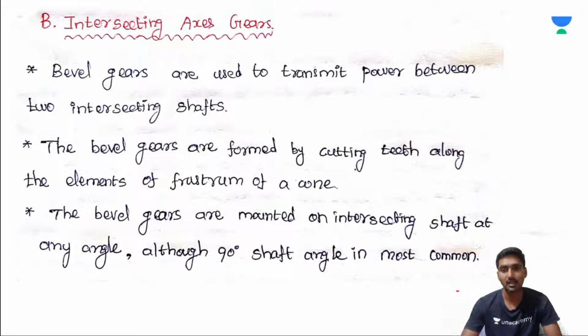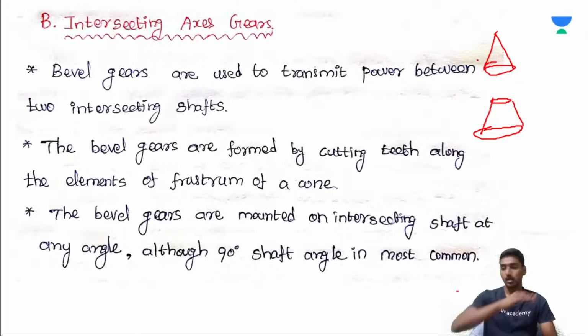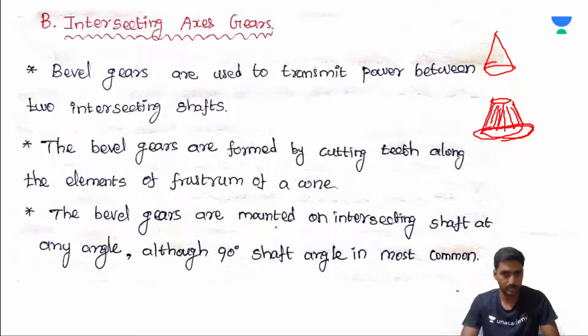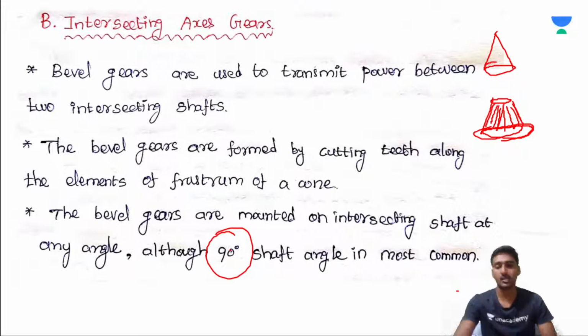Bevel gears are formed by cutting the teeth along the elements of the frustum of a cone. What is meant by frustum of a cone? This is a cone, right? If you cut the cone perpendicular to the axis of the cone, we get the frustum of the cone. So the teeth are cut over the cone surface and along the generator. Bevel gears are mounted on intersecting shafts at any angle, although 90-degree shafts are most commonly used.